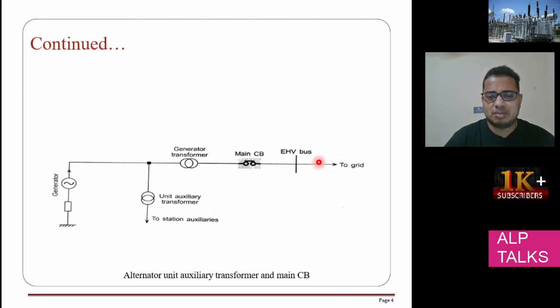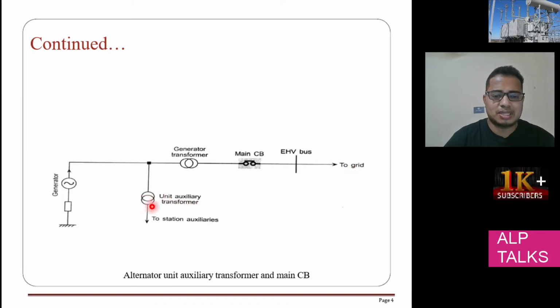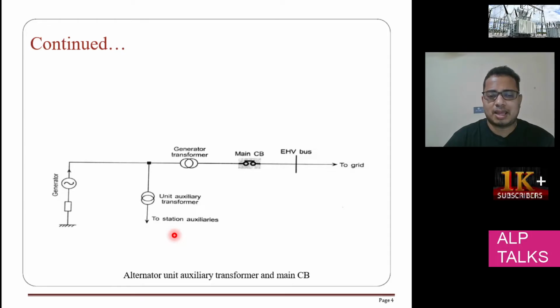So you have the EHV bus. This is the step up transformer, the generator transformer. So we are going up to the EHV bus, and hence that is connecting to the grid. The unit transformer we are using here, whatever auxiliaries are there in the substation, we will use it for supplying those appliances.